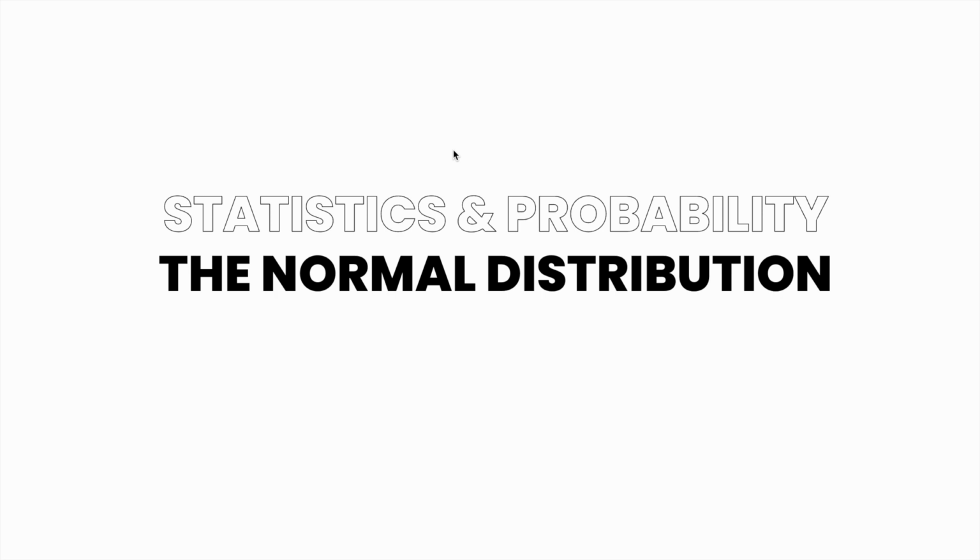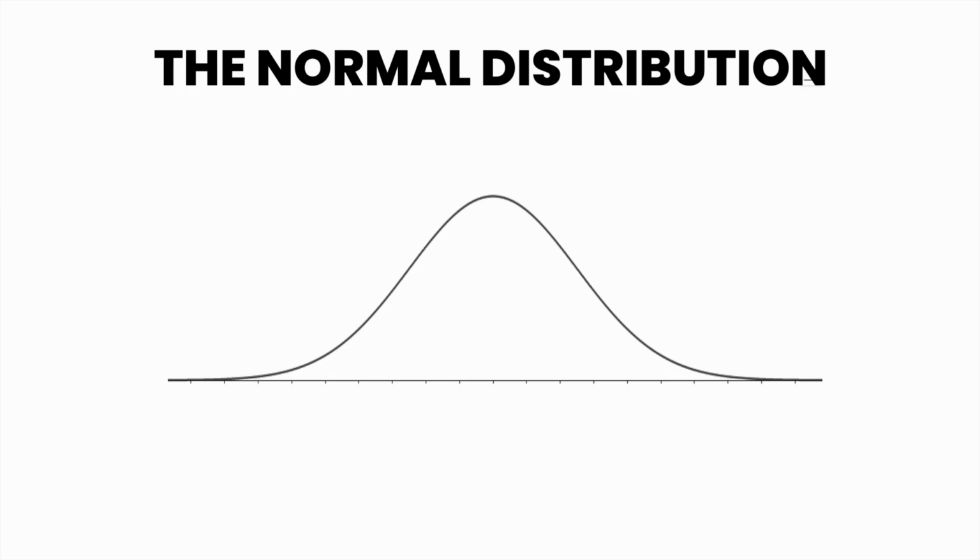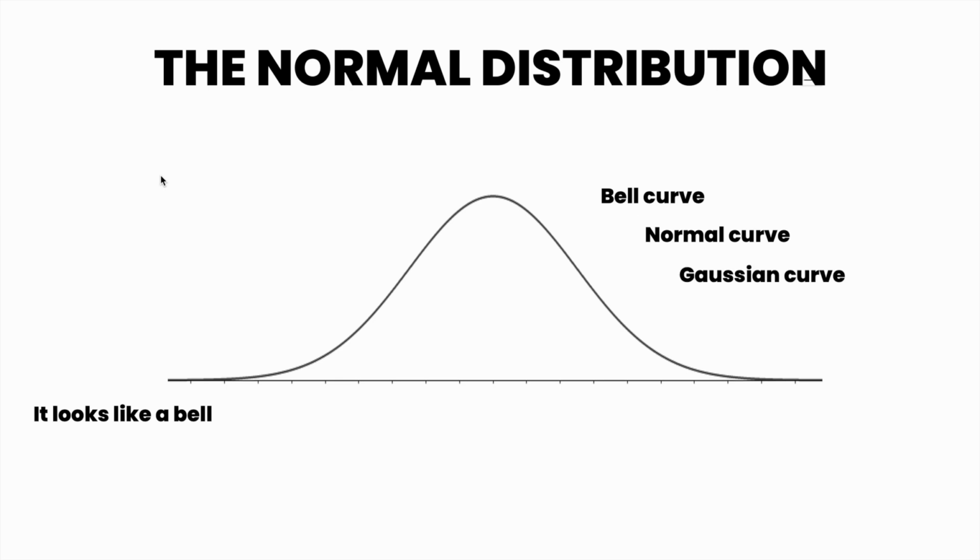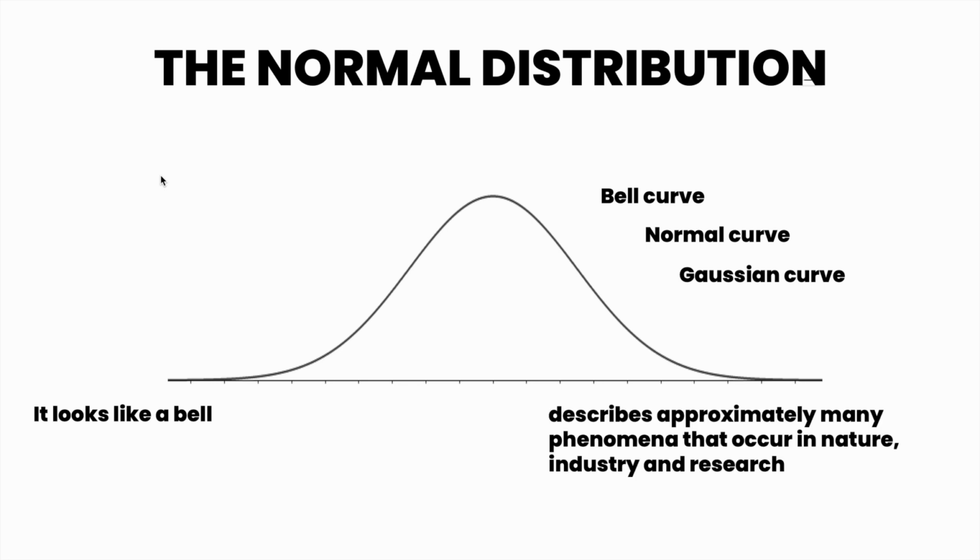Good day everyone, and for today's video, we're going to discuss the normal distribution. So this is what normal distribution looks like. This is sometimes called a bell curve because it looks like a bell. A normal curve as well, because from its original term, normal distribution. And we can also call this the Gaussian curve because this is one of the contributions of the mathematician Carl Gauss. The normal distribution approximately describes many phenomena that occur in nature, industry, and research.